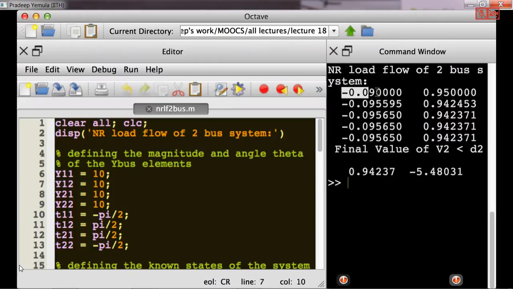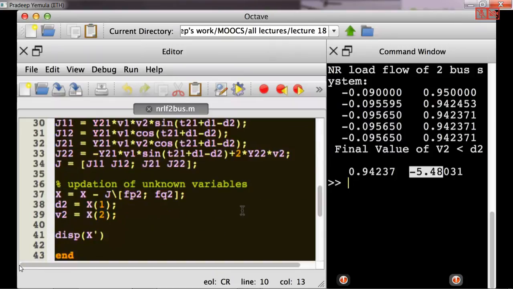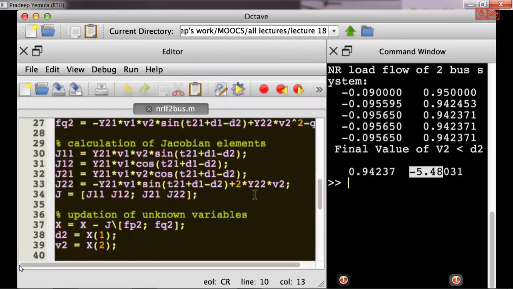So the first number is the value of delta, and the second number is the value of V. So V is 0.95, 0.94, and so on. Finally, in the end, the value of V is settling down to 0.94237. And the value of delta, of course, this is in radians. So when you convert to degrees, you will get minus 5.48 degrees. So this is the final answer. So I just executed our code, and then finally I got the answer here.